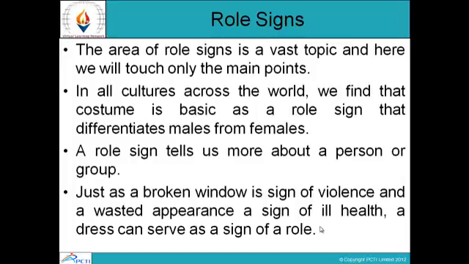Just as a broken window is a sign of violence and a wasted appearance is a sign of ill health, a dress can serve as a sign of a role. So basically, the costume of males is different from the costume of females, and that costume defines the role signs. It can serve as a sign of what kinds of costumes and dresses are to be worn according to the role or the gender.